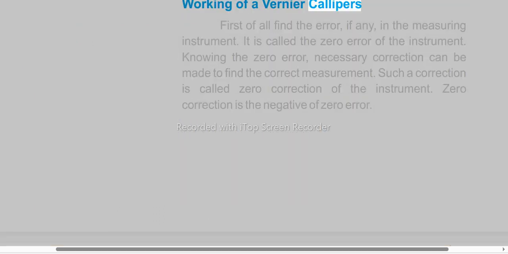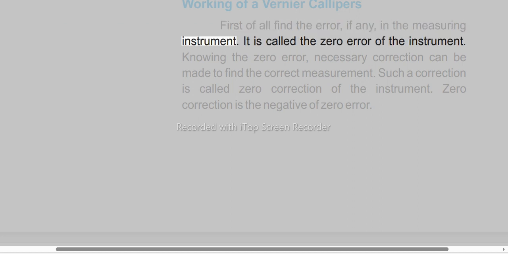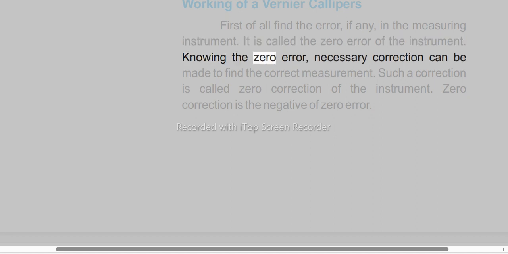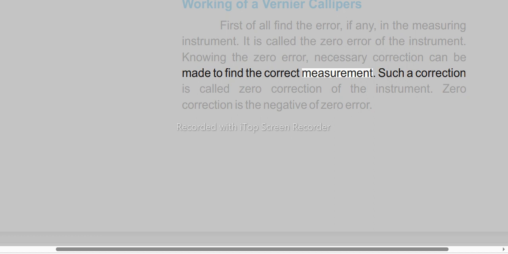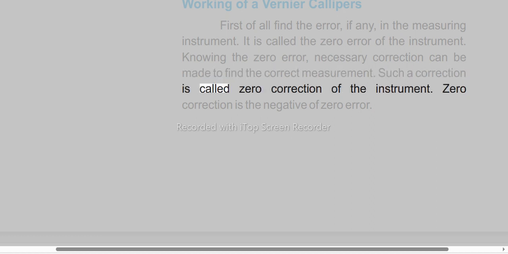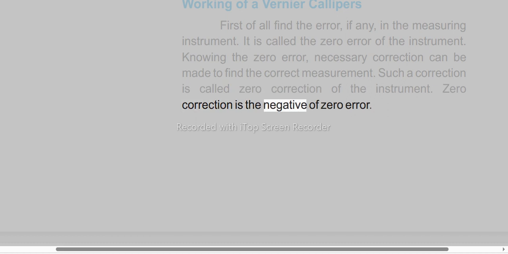Working of a vernier calipers. First of all, find the error, if any, in the measuring instrument. It is called the zero error of the instrument. Knowing the zero error, necessary correction can be made to find the correct measurement. Such a correction is called zero correction of the instrument. Zero correction is the negative of zero error.